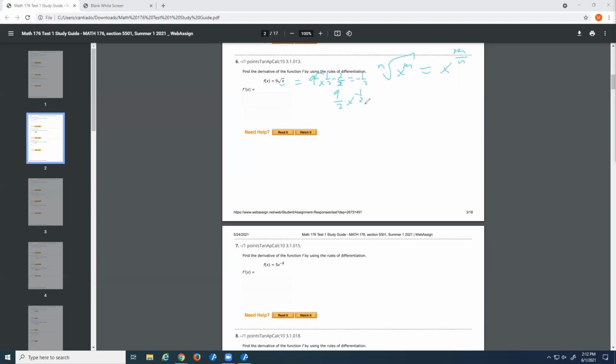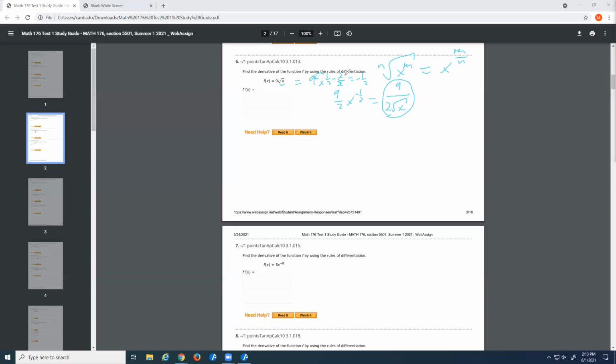You can leave it like this as a perfectly fine answer, but another way to write it is to bring this x to the minus 1/2 into the denominator and also rewrite it as a square root. So we can rewrite it as 9 over 2 square root of x, like this. Yeah, so either way, I think WebAssign should take either answer. I don't think your professor should be too picky on that, but just another way to write that answer.